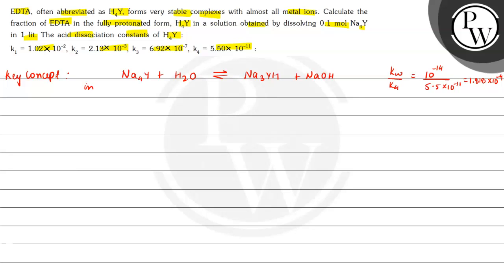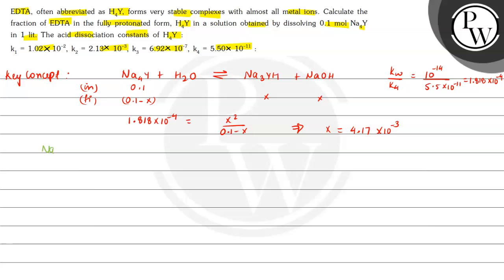Okay? And here we have the initial and final concentration values. Initial concentration is 0.1 mole for Na4Y, and final will be 0.1 minus X, supposing X is dissociated, and here Na3YH, X is formed in this case. So this will be equal to concentration of product divided by concentration of reactant. Kw by K4, that is 1.818 multiplied by 10 raised to power minus 4, will be equal to X square divided by 0.1 minus X. When we solve this, we will get value of X as 4.17 multiplied by 10 raised to power minus 3.